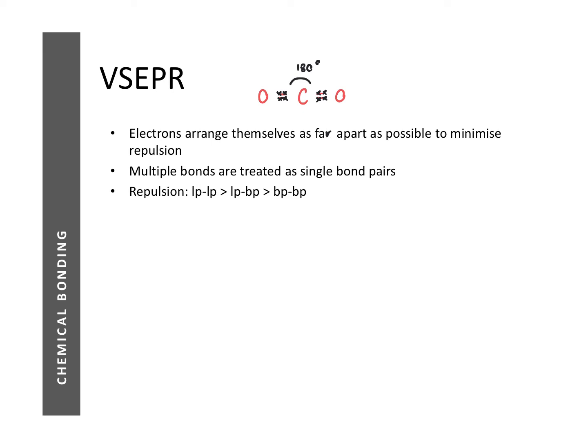The second point is that multiple bonds are treated as a single bond pair. Over here, carbon dioxide has a double covalent bond. In VSEPR, we just treat them as one bond pair.